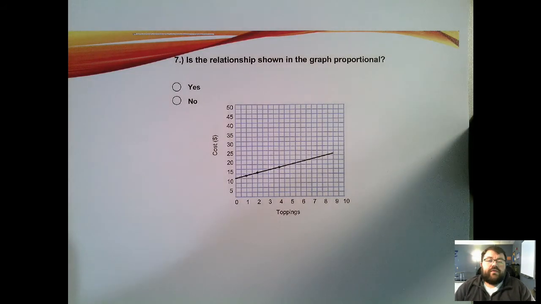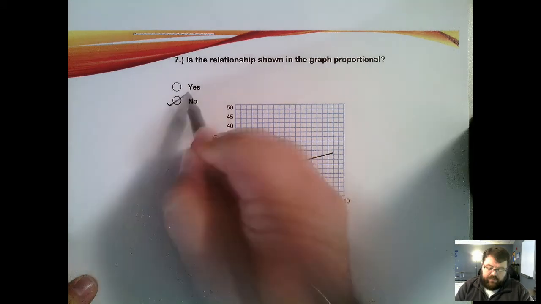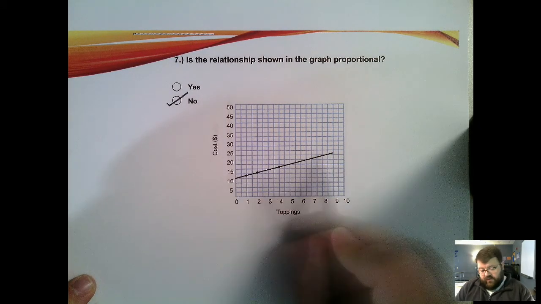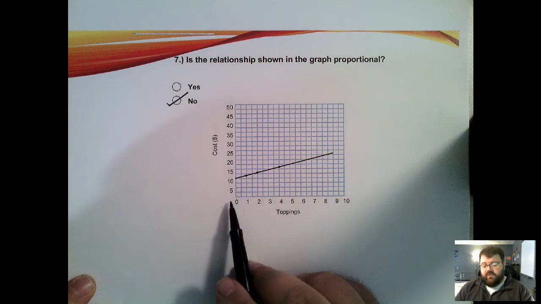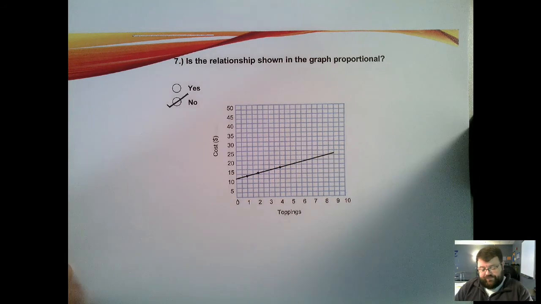This one. Alright. Hopefully you said no. It's no because it does not pass through the origin. Although it's straight, remember it's got to do both. It's got to pass through the origin and be a straight line.